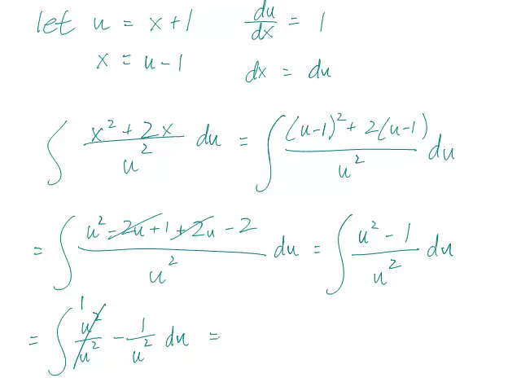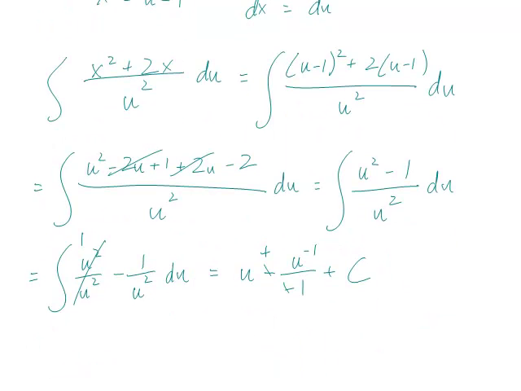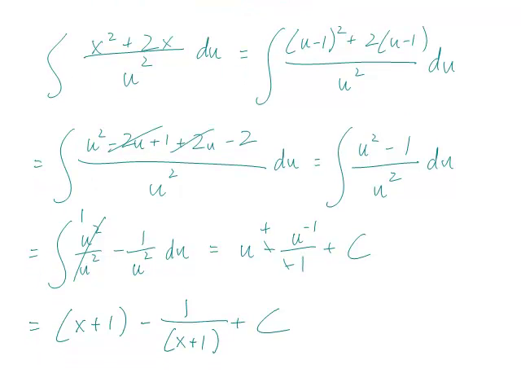So the integral of this would be u minus u to the minus 1 over minus 1. See, these minuses cancel each other out, so it's just u plus u to the minus 1. And remember now that u was x plus 1, so we could just replace u by x plus 1 and get x plus 1 minus 1 over (x plus 1) plus c. And if you want to combine these, go right ahead, but this is essentially the calculus part.